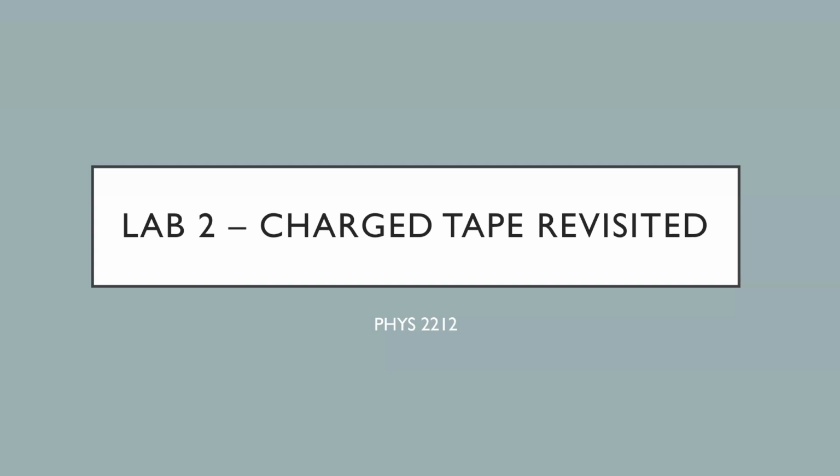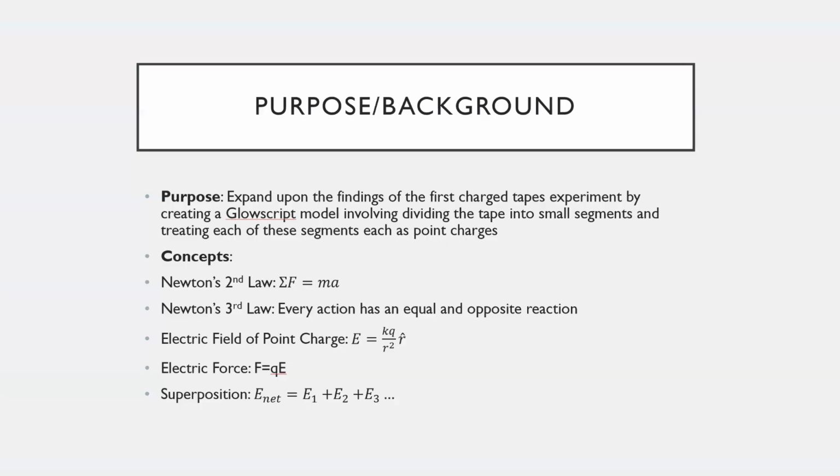Hello, this is the second Physics 2212 lab, Charge Tapes Revisited. The purpose of this lab is to expand upon the findings of the first charge tapes experiment by creating a GlowScript model involving dividing the tapes into small segments and treating each of these segments as point charges. The concepts we'll be testing in this lab stem from the concepts we used in the last lab.